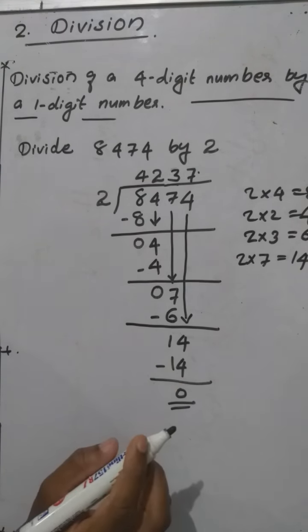Here what is the dividend? 8474. Divisor, 2. Remainder 0. So we got the remainder 0. So we can say that 8474 is divisible by 2.